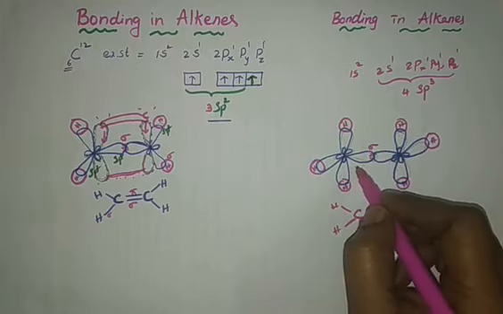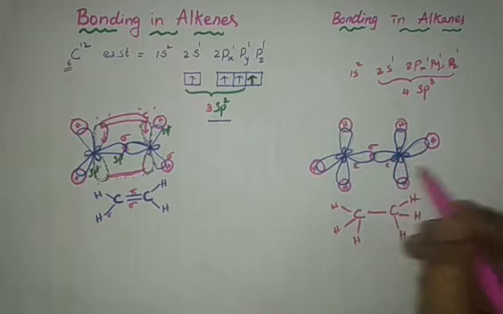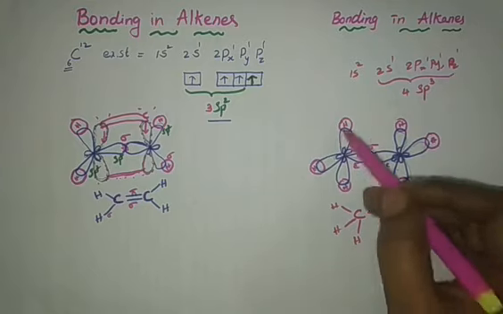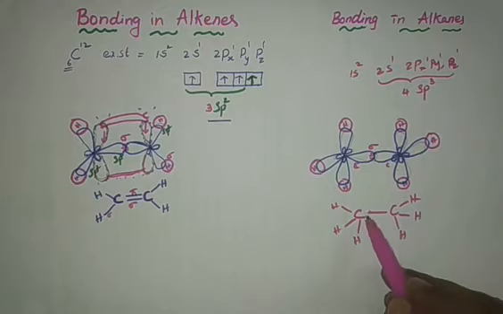This is also a sigma bond. This is a carbon-carbon sigma bond. This is a C-H sigma bond. So there is no unhybridized orbital. Therefore, here also there is no unhybridized orbital. All 4 bonds are there.